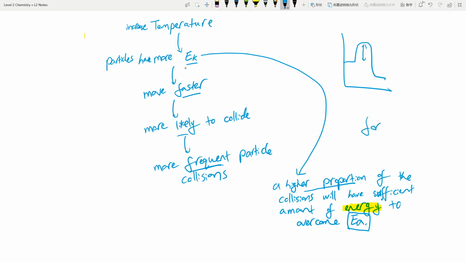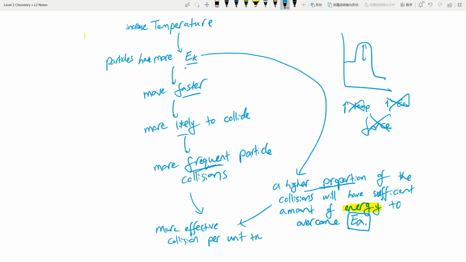So when you think about force, no. If you think about temperature increasing activation energy, no. Get that idea out of your head. That's not correct. So these two factors combine together: the more frequent collisions, and a higher proportion of these collisions have a sufficient amount of energy, therefore you have more effective collisions per unit time, and therefore you have a higher rate of reaction.